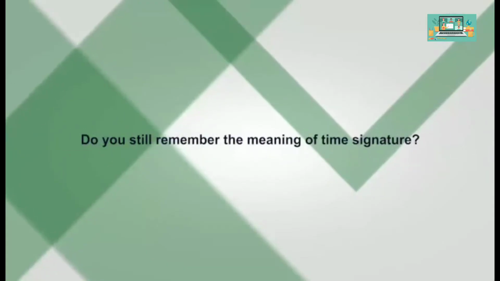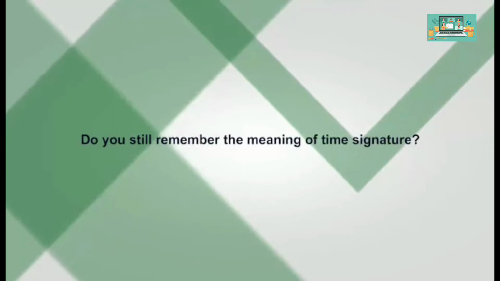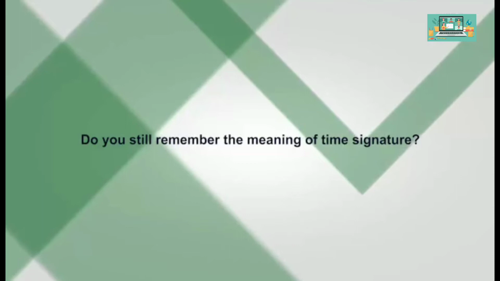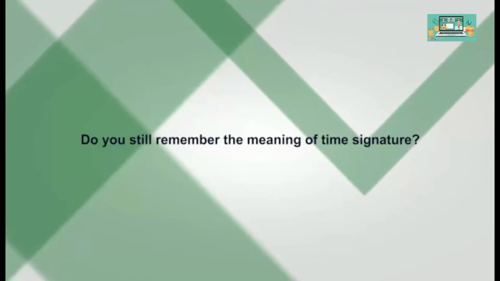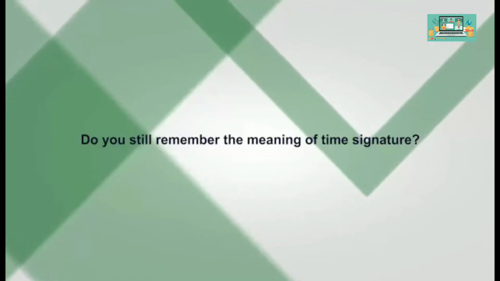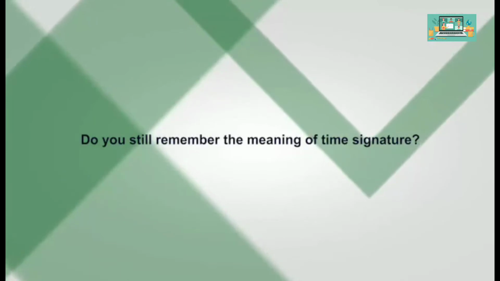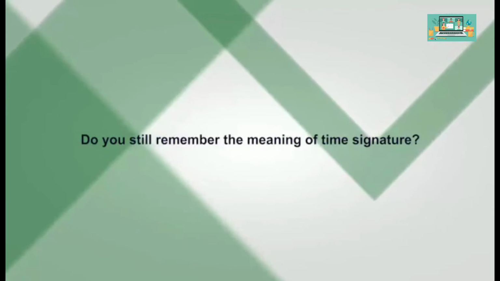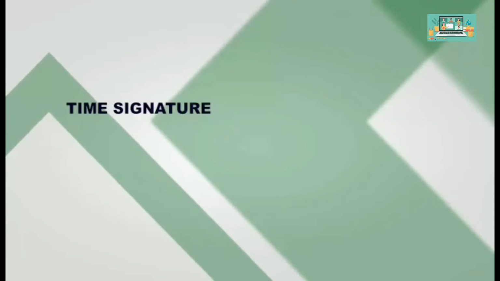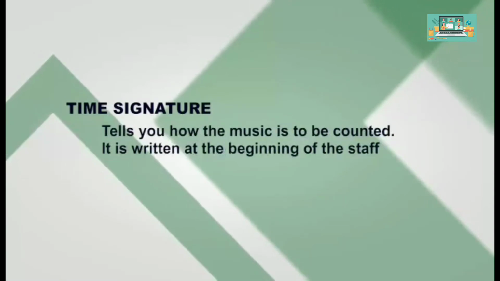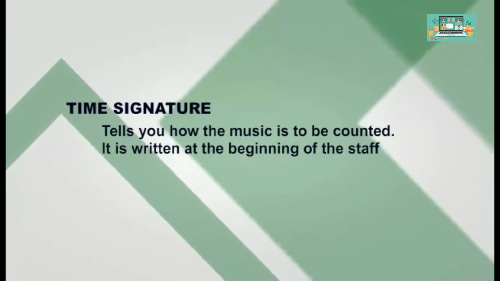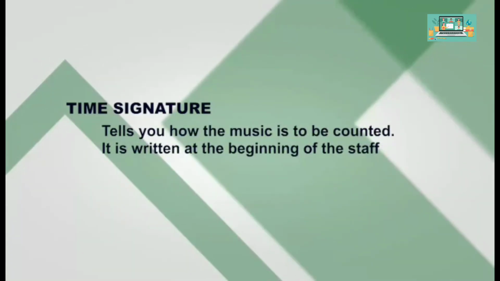Do you still remember the meaning of time signature? When you snap your fingers, you will notice that there are beats formed, and each of the snaps has duration. For every periodical stress, you can count those snaps. The counting tells you that the song is timed, and it represents time signature. But what is time signature? It tells you how the music is to be counted. It is written at the beginning of the staff after the clef and the key signature.